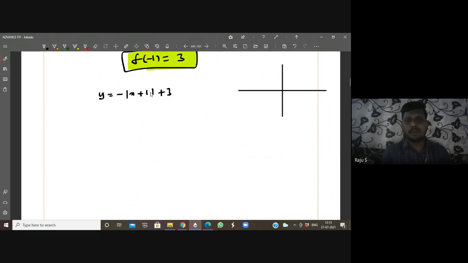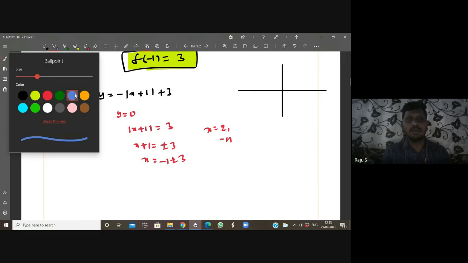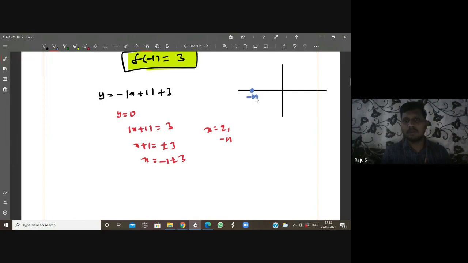Now put y is equal to 0. So what are the x values we are going to get? Y is equal to 0 means modulus x plus 1 is equal to 3. So x plus 1 is equal to plus or minus 3. So x is equal to minus 1 plus or minus 3. So what are the x values, students? The points on x-axis. 2 and minus 4. So minus 4 here, 2 may be here.